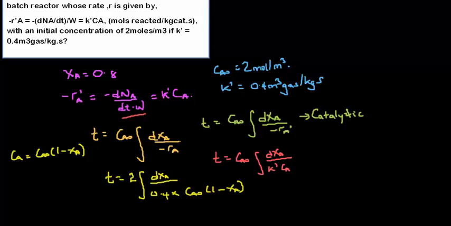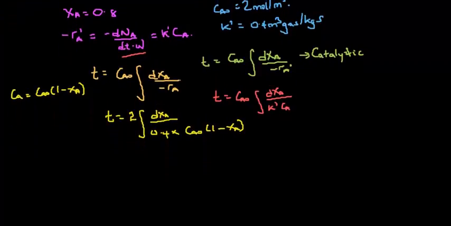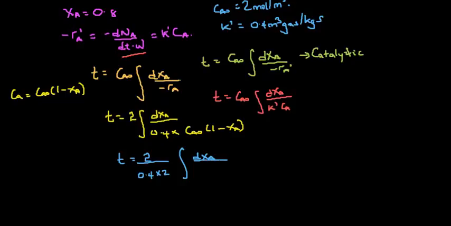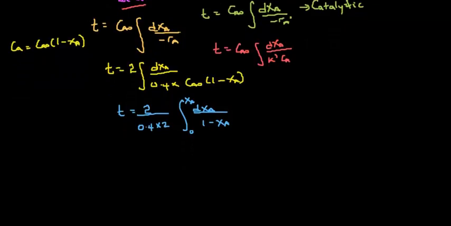Now after this is settled, I can say that my t is equal to 2 over 0.4 times 2. This CA naught is the initial concentration of 2, and I have 0.4. Because they are constants, I bring them out. So integral dXA over 1 minus XA. Now I'm integrating from 0 to XA. Please take very good note of your limits. They're very vital in the integration process.